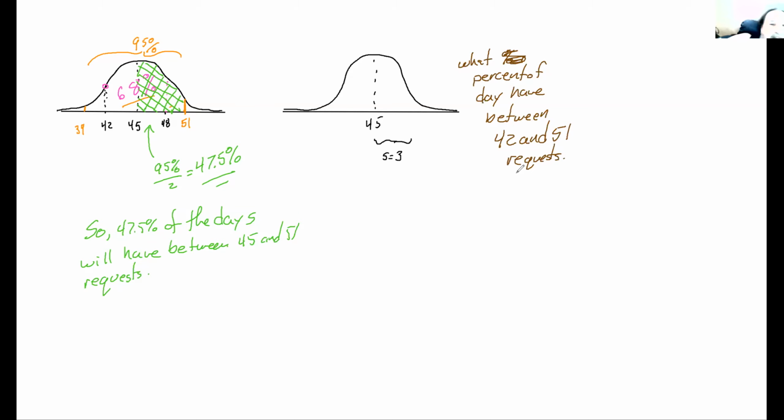Well, 95 is between 39 and 51. This is only from 42 to 51. So draw this diagram to represent this question. Draw out that diagram a bit and try to decide how you'd approach that. I'll give you a couple of minutes.